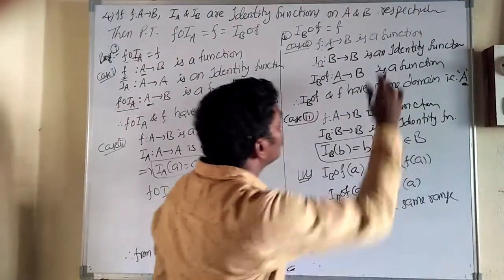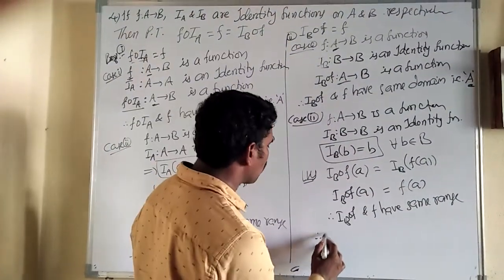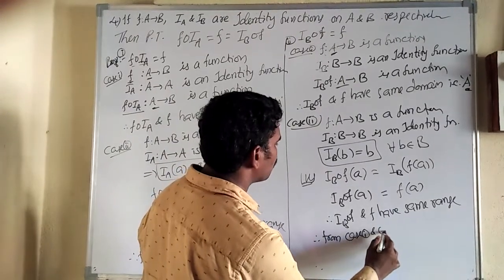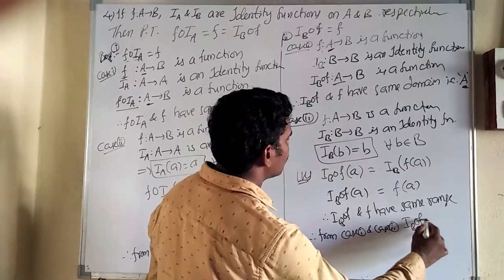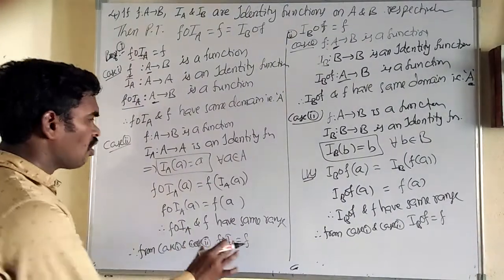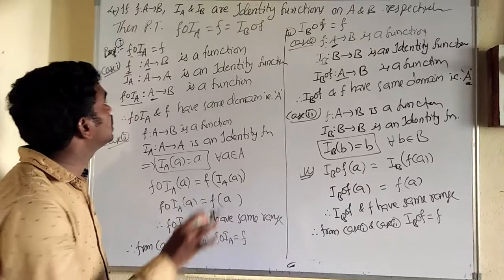So in case 1 we proved domains are equal. Case 2 we proved ranges are equal. Therefore, from case 1 and case 2, what can we say? IB circle f equal to f. Okay, now it is completed. But there is one small statement only.